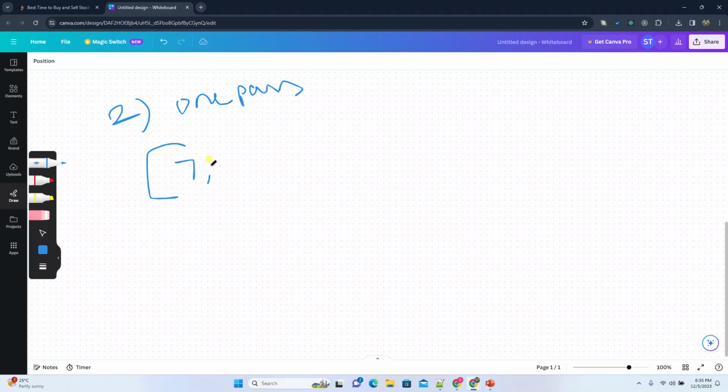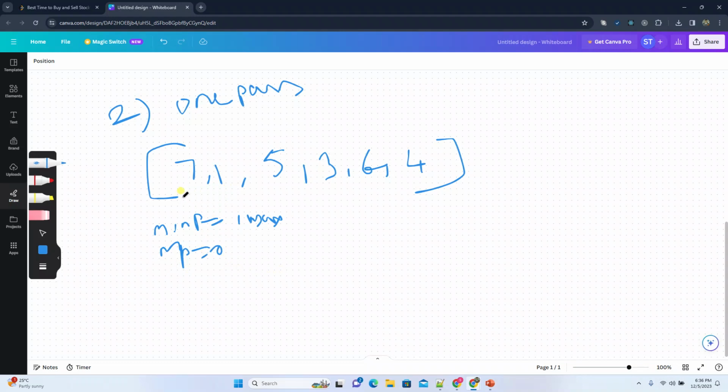Okay, so I'll just take the values again: 7, 1, 5, 3, 6, and 4. Right. So these are the values. So for one pass, what we will do is use two extra variables. One is minimum price. Minimum price will start as int max. We'll take that one. And maximum profit we'll take as 0 initially.